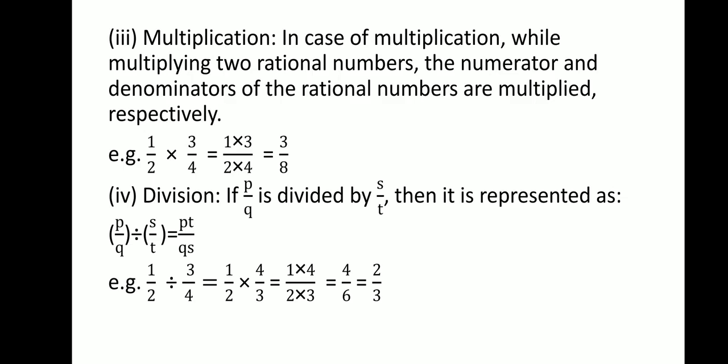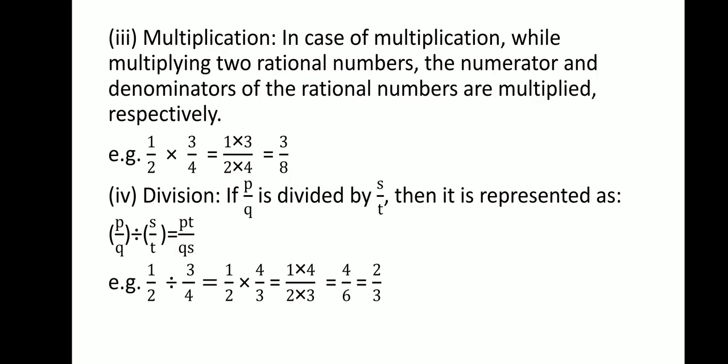Now, division operation. If P over Q is divided by S over T, then it is represented as P over Q division sign, then S over T, that will give you PT over QS. Let us understand this with the help of an example. 1 over 2 divided by 3 over 4. I need to divide these two rational numbers.